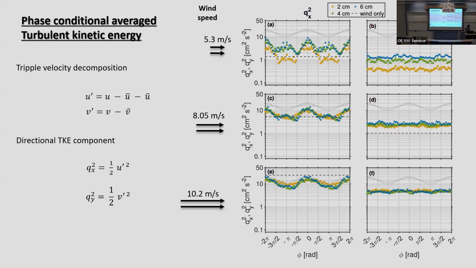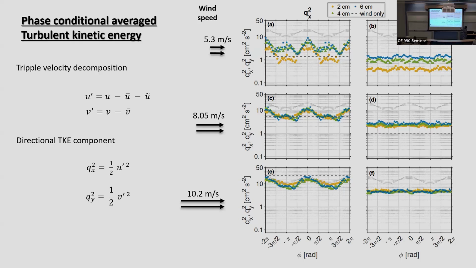Panels A, C, and E are qx square, the streamwise turbulent kinetic energy at the surface, and panels B, D, and F are spanwise turbulent kinetic energy. Something to observe here is that the dashed line you see right here is a wind-only case. So along with all these wavy field measurements, we also had a no-wave measurement where there was only a constant wind speed blowing over. So we wanted to compare what happens in the presence and in the absence of a surface wave.